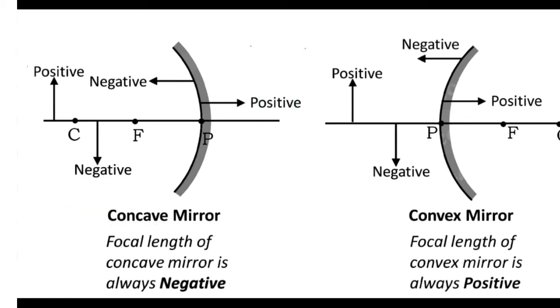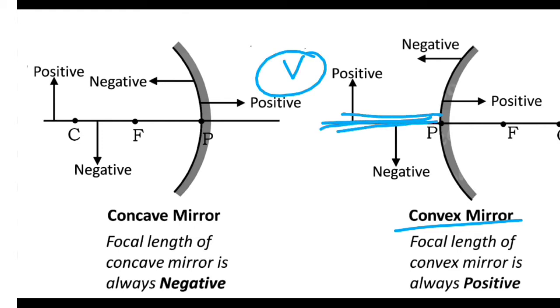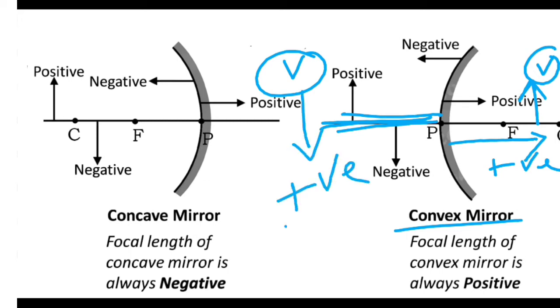Again, if we consider the convex mirror, for image, no matter where we place the object in front of the mirror, we always get a virtual image. So again pole to the right, we have to take it as positive. So in case of convex mirror, the V is always positive. That means the image distance is always positive in case of convex mirror.